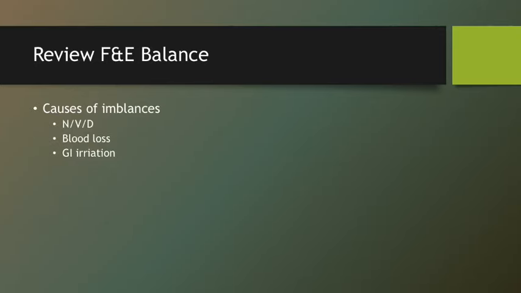There's lots of causes of imbalances. The nausea, vomiting, diarrhea. You know, if you're nauseous, you don't want to drink anything, right? Blood loss, because we do have problems with blood loss. And then GI irritation can contribute to fluid and electrolyte balance issues.